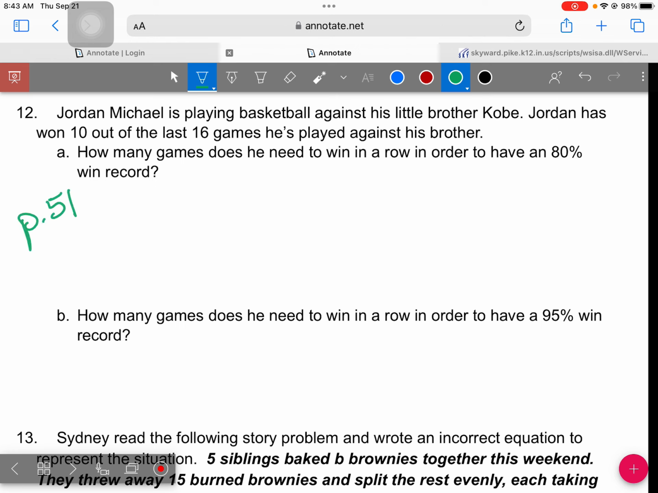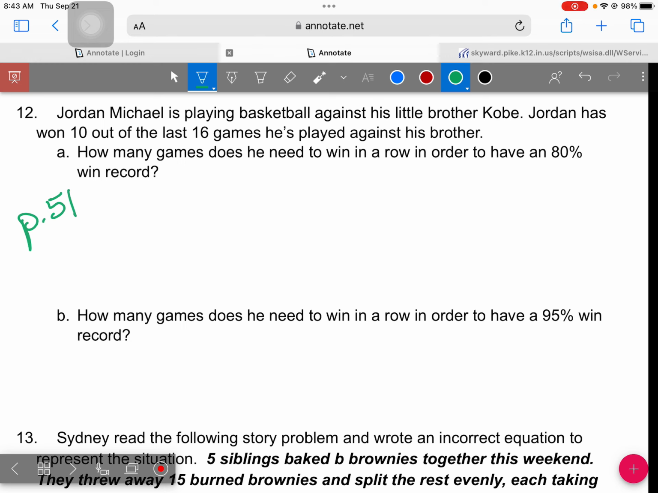So let's talk about this. Jordan Michaels playing against his brother Kobe. Jordan has won 10 out of the last 16 games. How many games does he need to win in a row to have an 80% win record? Were you here on that day?